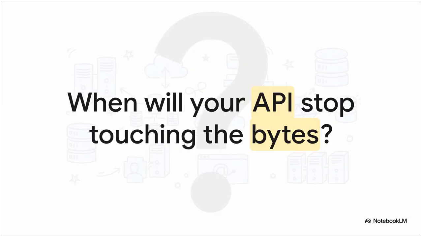So, I want you to take a hard look at your own systems today. Where are you currently wasting precious bandwidth, using your servers as glorified data relays? Where is your API doing heavy lifting that it absolutely shouldn't be? And how quickly can you replace those brittle, synchronous bottlenecks with blazing fast, stateless cryptographic trust?